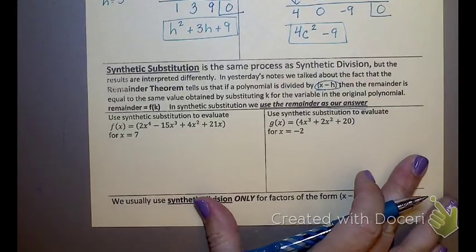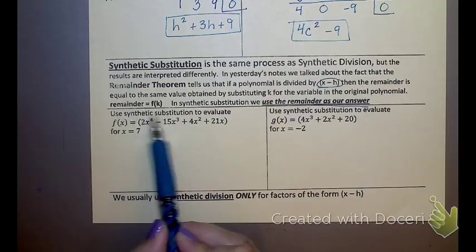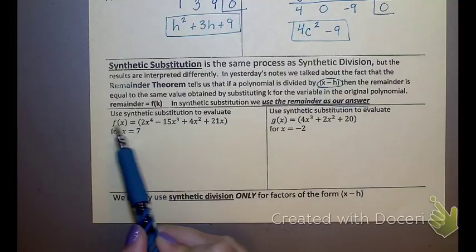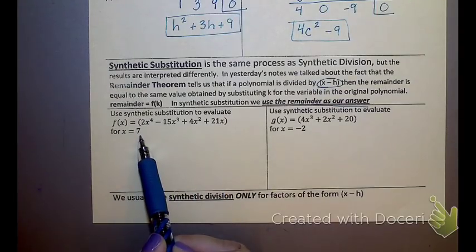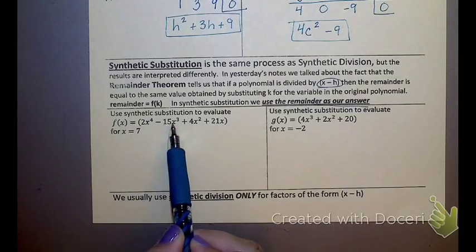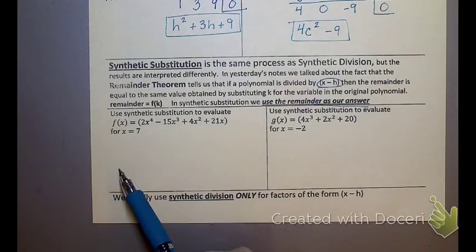So occasionally you'll have a question that asks you to do this. It will say, use synthetic substitution to evaluate this. Now, the way you evaluated this before is if it said f of x is equal to that, find x equals 7, what would you do? Put 7 to the 4th times 2, and then 7 to the 3rd, and you would just plug it in, right? Well, you can use synthetic substitution for the same thing.